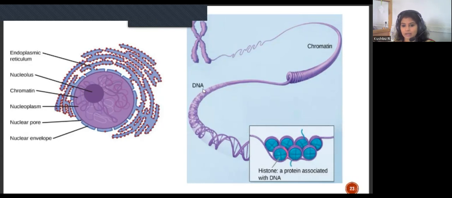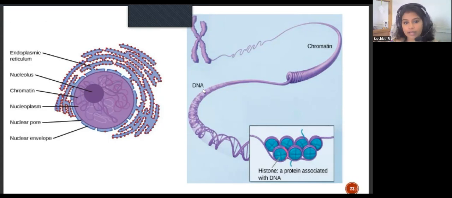DNA wound tightly together is called chromatin. When we unwind that, this is the linear structure of your DNA. It is wound around a protein called histone protein. This enables us to pack very long genetic material inside a small cell. Just like thread is wound around a wooden spool, the genetic material is wound around the histone protein, enabling it to be compactly arranged within the cell.